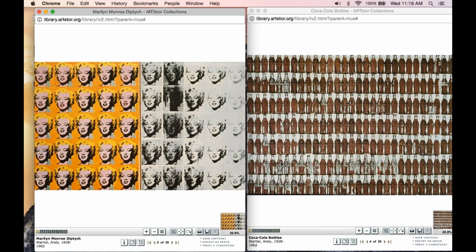Andy Warhol really has us contemplate our consumer culture and the way that products and people are bought and sold during our time now, particularly in this time in the 1960s as well.